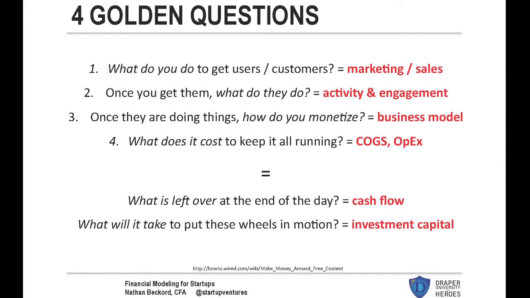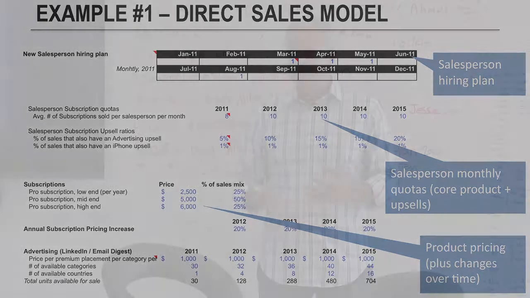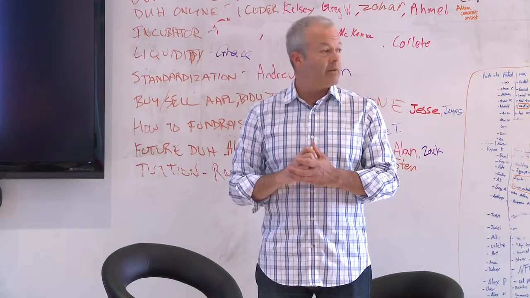So if you can tackle these 4 steps in the process, you've got pretty much the framework for building a model. What does it result in? It tells you what is left over at the end of the day. We've got our revenue, less expenses is cash flow, and then that tells us how much we need to raise.